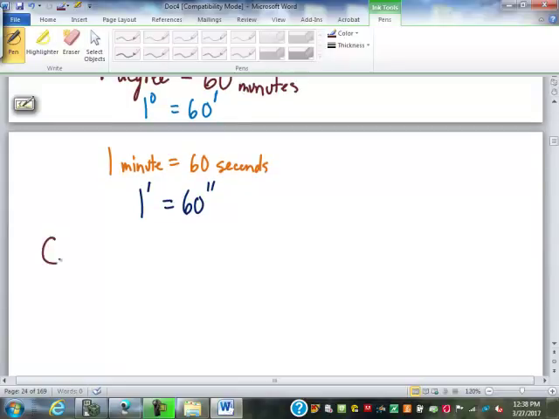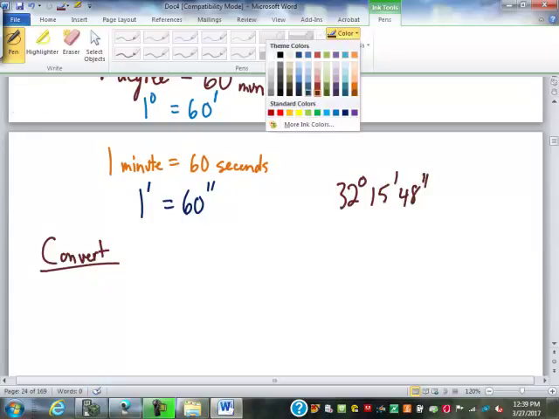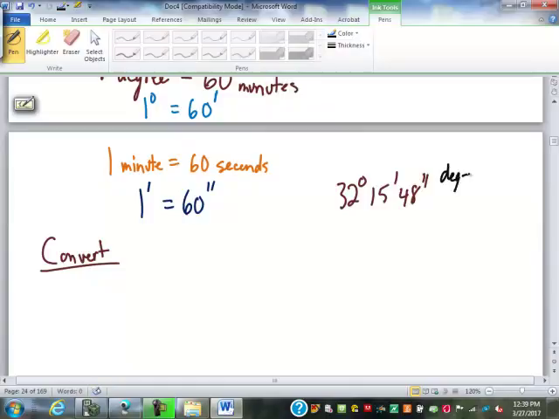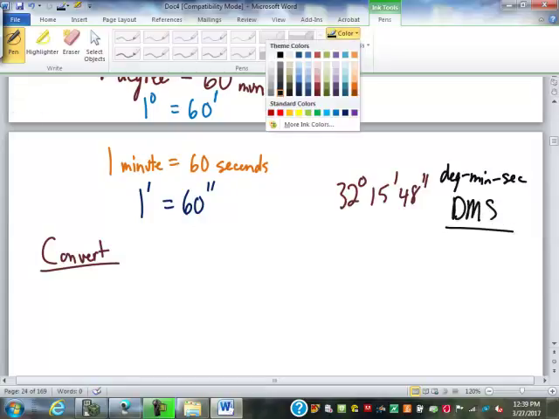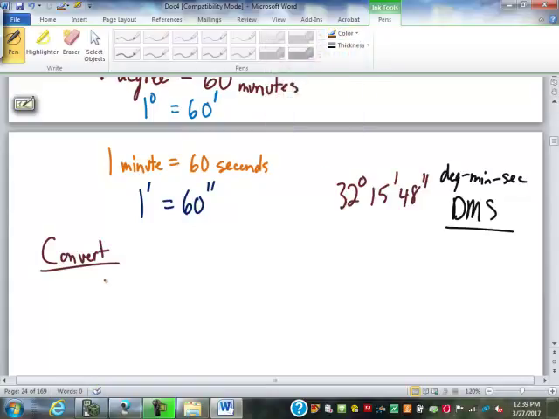So the first thing we're going to look at is we're going to convert. If we have an angle that is listed as 32 degrees, 15 minutes, 48 seconds, that is what we call degrees, minutes, and seconds notation, abbreviated DMS. So if I want to convert 32.65 degrees, that's in decimal degrees, and I want to convert it to degrees, minutes, and seconds.